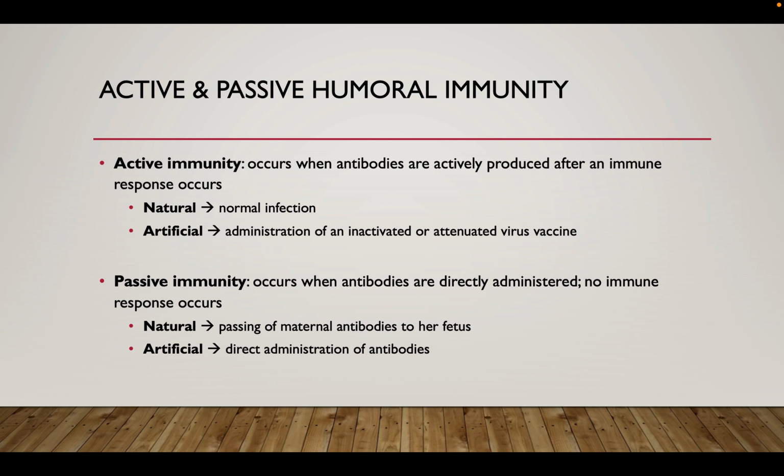Okay. So hopefully, whenever you study active and passive, think about what active and passive mean. Active, you're having to actively make the antibodies. Passive, you're just passively receiving them. And then think about natural and artificial. Is this a natural means of receiving or making antibodies, or is it an artificial means of either making them or receiving them?